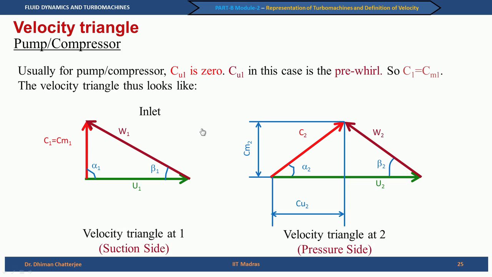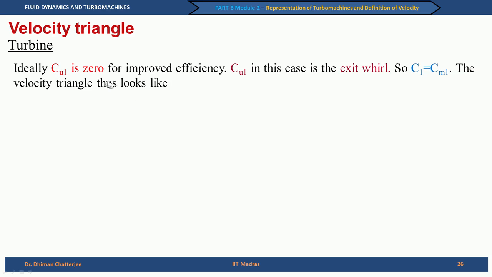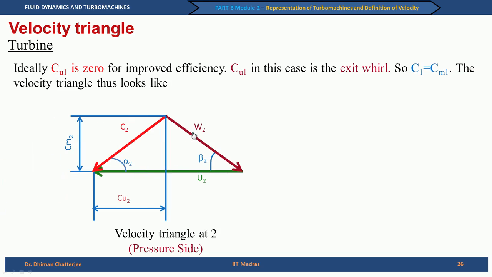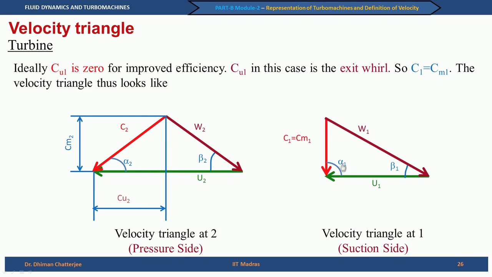In the case of turbines we can say the same thing, that Cu1 can be assumed to be 0. Again, it need not always be the case, but many times while designing a turbine we can consider it to be 0. There are examples or requirements, though, when you need not take it to be 0 as well. But if we assume Cu1 to be 0, then at the exit side, or the suction side, we will have alpha 1 to be 90 degrees, and this is the pressure side.